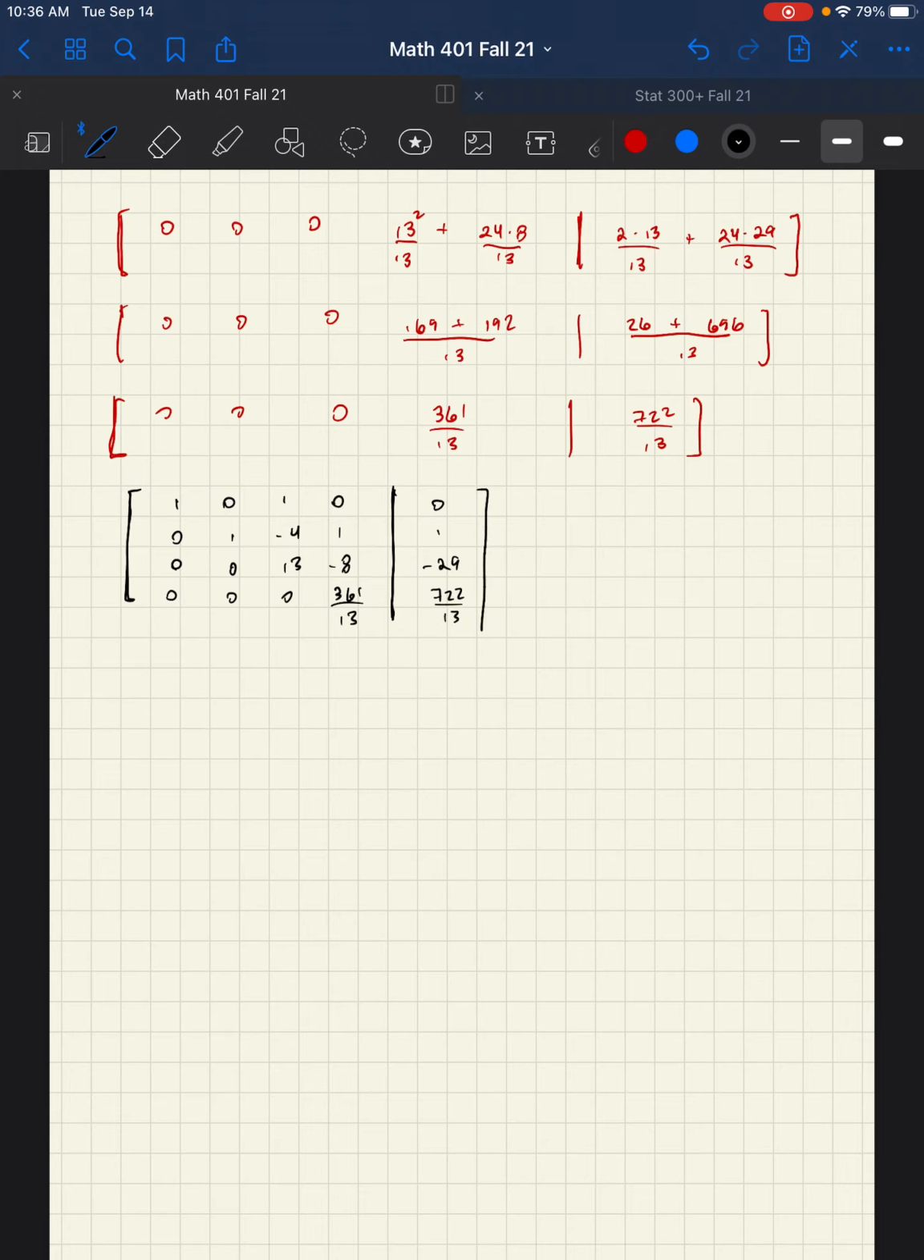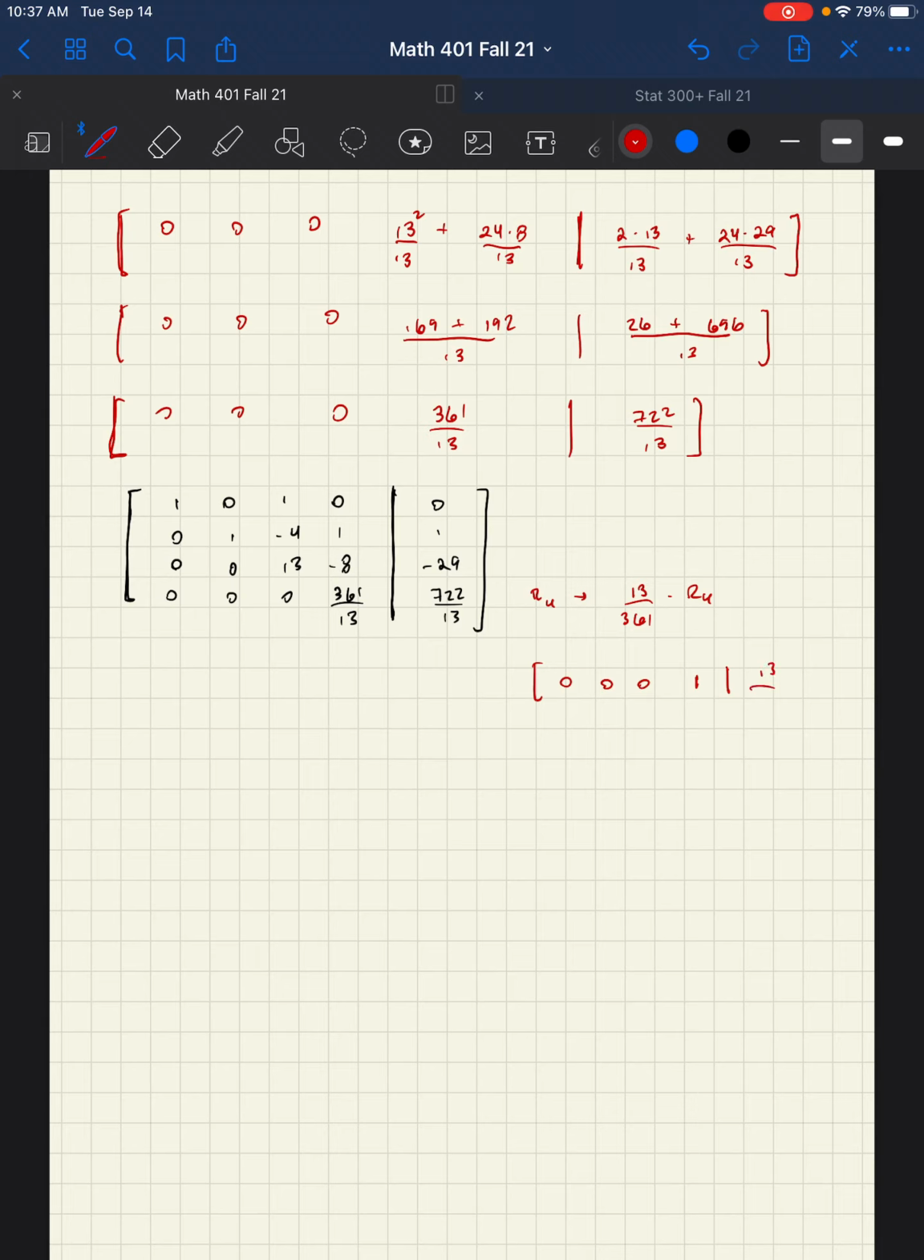And 722 over 13. Now, one nice thing here that's going to happen, notice that if we multiply both sides, so I'm going to adjust row 4 one more time. So row 4, I'm going to replace by dividing by 361 over 13, which means the same thing as multiplying by 13 over 361, which should give us, again, 0, 0, 0. That last spot is going to go to 1.